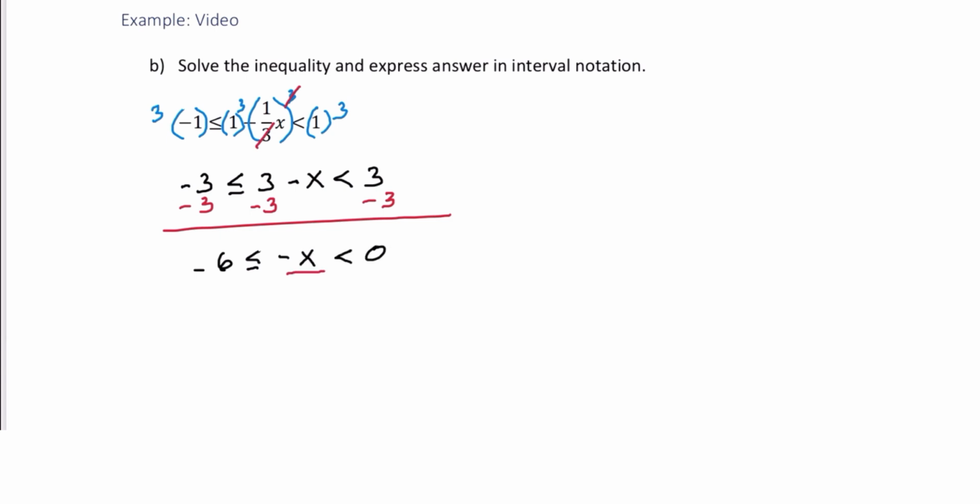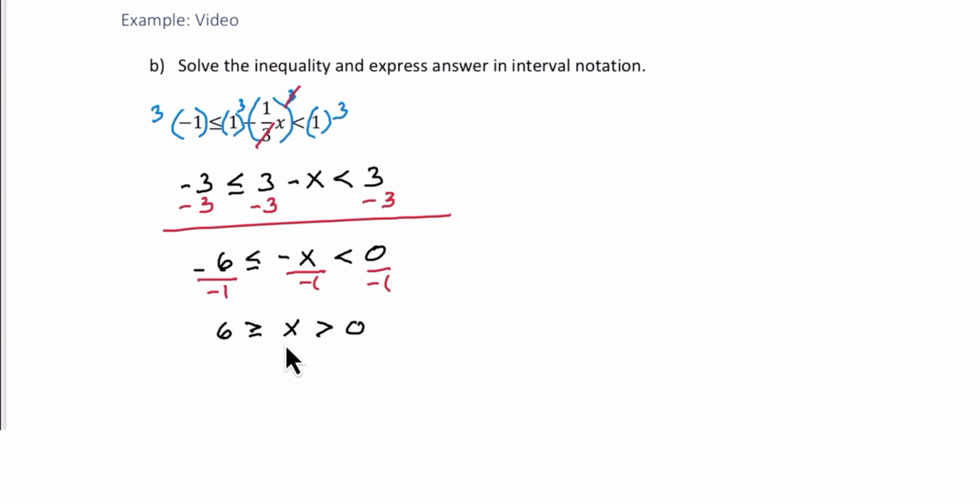Continuing again to isolate the x, we need to divide everything by negative 1. This will give us 6 is greater than or equal to x is greater than 0. Remember that if you divide or multiply by a negative, we change the direction of the inequality.